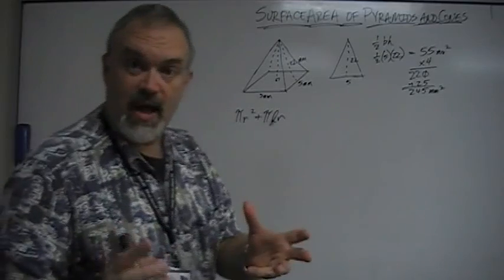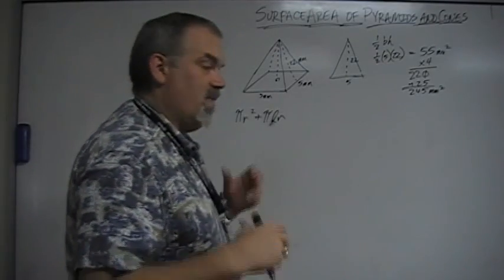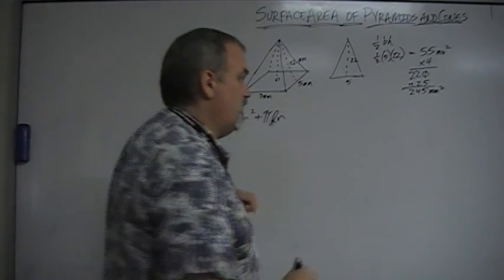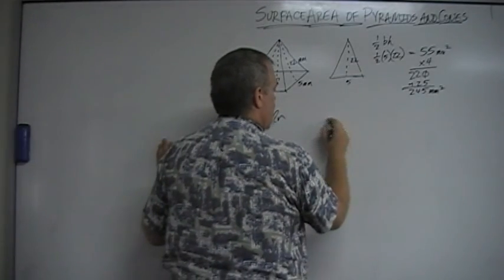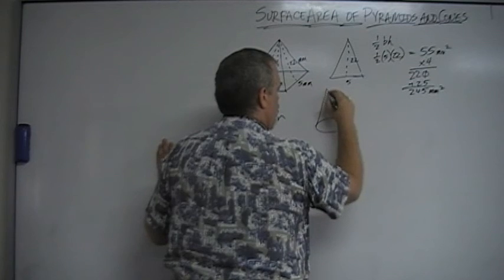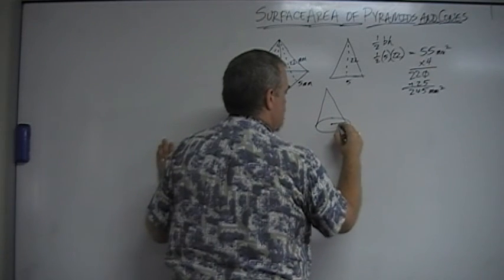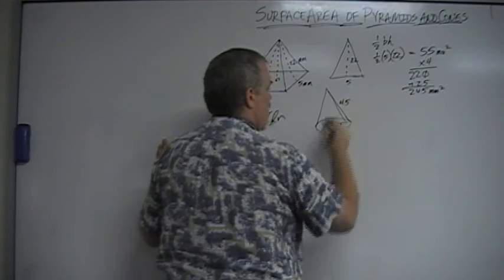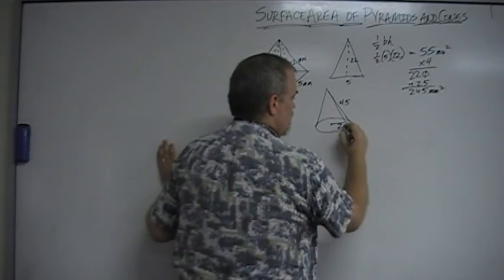So, let's try an example. Let's say we have a cone with a radius of 2 and a slant height of 4.5. So I have a cone with a radius of 2 and a slant height of 4.5. And that is in meters this time.